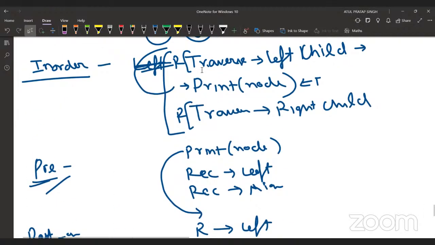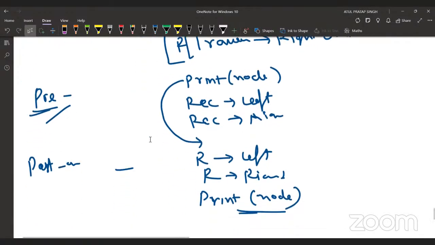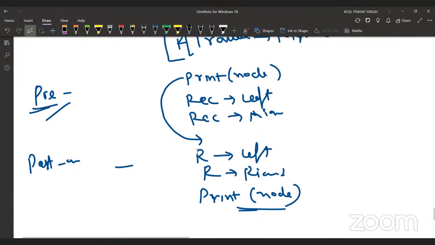In the in-order algorithm, we first go to the left child. Then, if there is no left or right child available, we perform the print-node operation. Then we call this traversing algorithm on the right child. So these are the three steps for in-order. If we perform this print operation before the recursive calls, it becomes a pre-order traversal. If we perform this print operation after all the recursive calls, it becomes a post-order traversal.